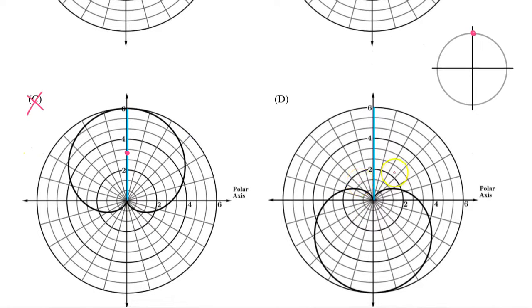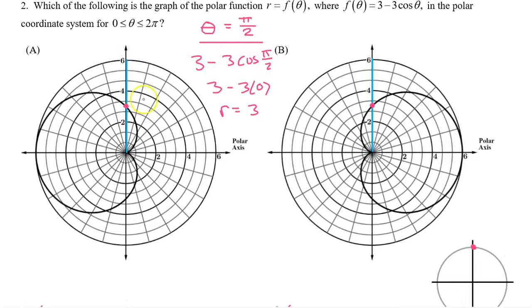Similarly, for option D, pi over 2 is right here, and an r value of 3 is right here, which does not fall on the graph, so option D is out. We have narrowed it down to either A or B.